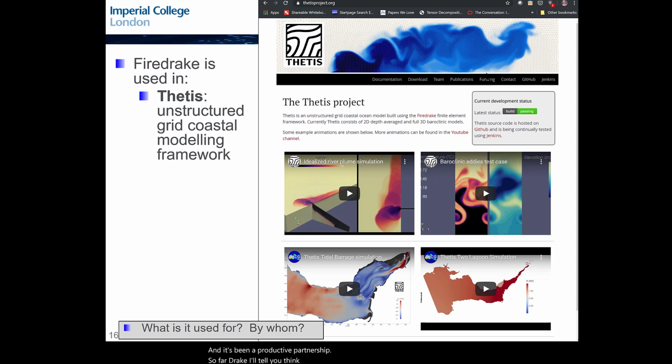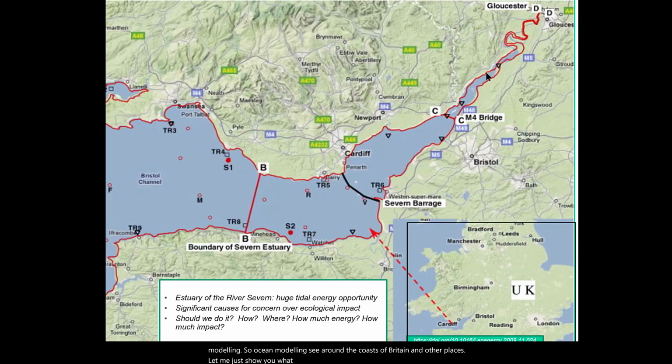So Firedrake, I'll tell you a bit about Firedrake itself. I wanted to first talk about what it's used for, and what happens is that people build tools on top of it to do particular kinds of science. For example, Thetis is a tool for unstructured grid coastal modeling, so ocean modeling, sea around the coasts of Britain and other places. Let me just show you what that's actually about.